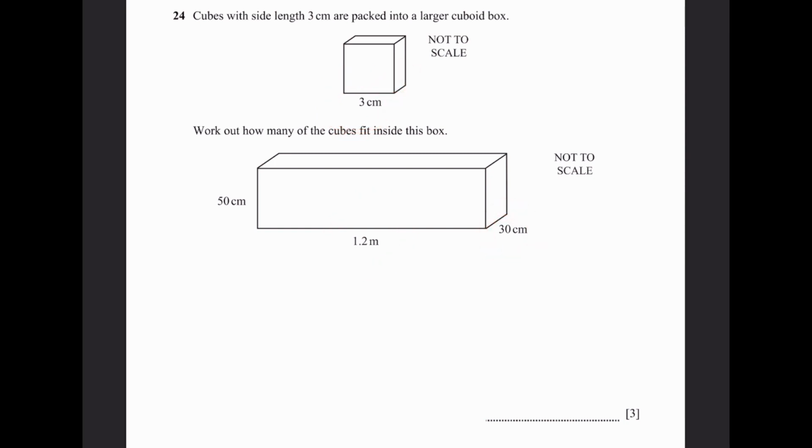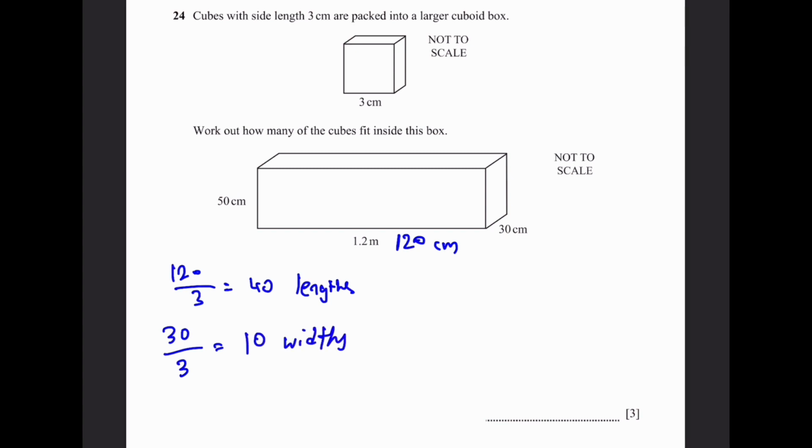First we'll do the length. 1.2 meter divided by 3 centimeters. Let's convert this to centimeters. 120 centimeters. So 120 by 3 is equal to 40. So 40 lengths of the cube. Now width. 30 divided by 3 is equal to 10 widths. Because there is a number of widths of these cubes which can fit inside the box.